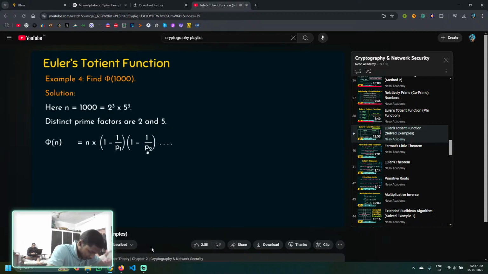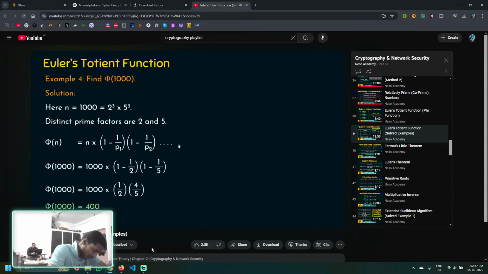Now we know what p1 is, right? Which is 2. We know what p2 is, which is 5. They are distinct prime numbers. So I am just substituting this, and after evaluation, I'll be getting phi of 1000 as 400. So the answer for this question is 400.